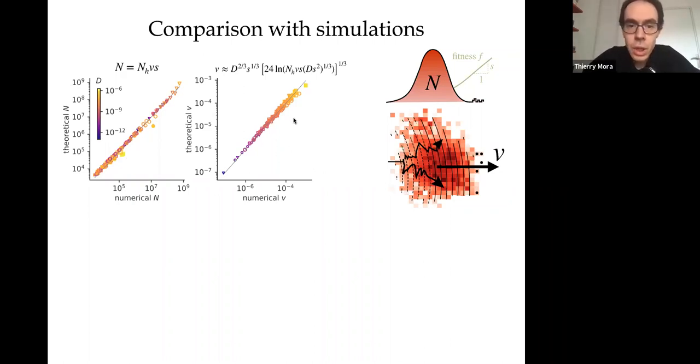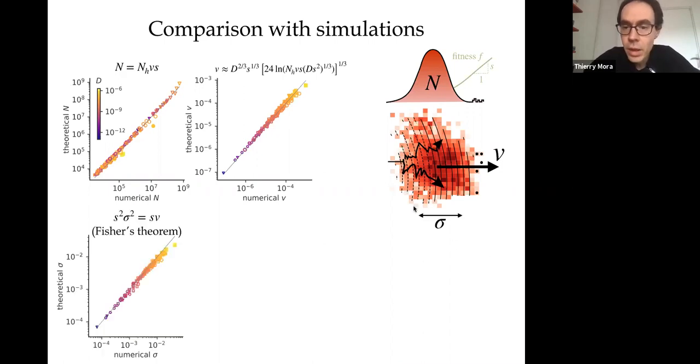Now we can also predict the width of that wave in the direction of motion. To do this, all we have to do is use Fisher's theorem, because the position along that antigenic direction is essentially proportional to fitness, if you assume a linear fitness gradient. So we just get a coefficient S. Fisher's theorem relates the width of the wave to the speed of the wave in fitness space, and you can convert that into antigenic space, and you get this formula. Plugging this in, you can actually show that this works. It's maybe not that surprising, but it's a nice check.